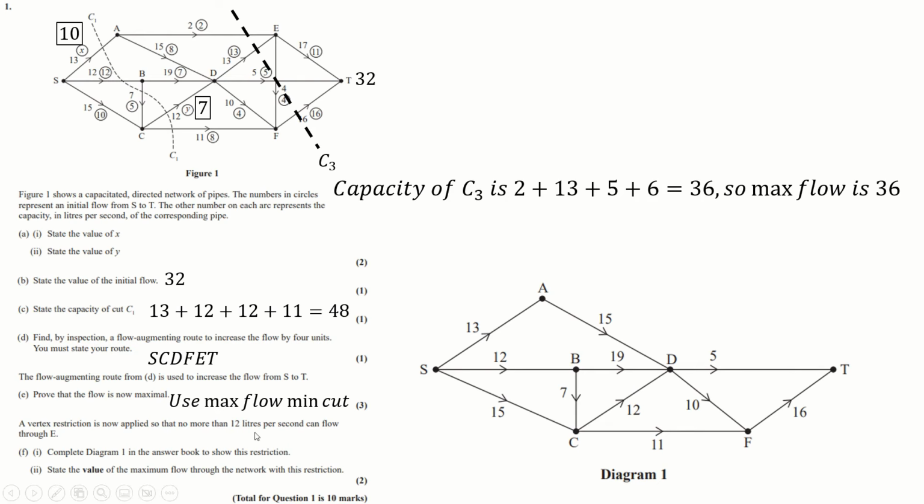And now a vertex restriction is applied to E such that we can only put 12 things through it. Right now we're putting way more. We're putting 15 through it. So how do we draw that first?